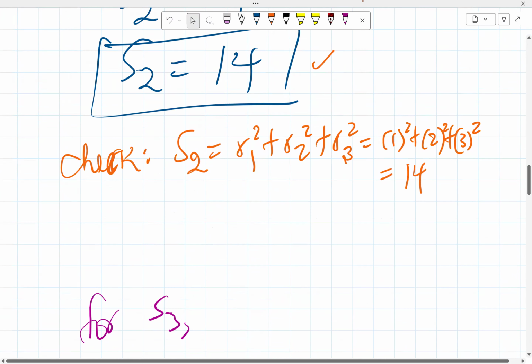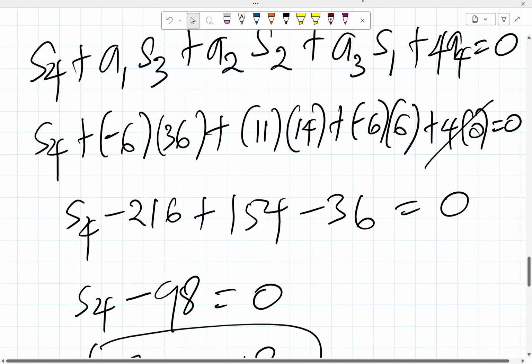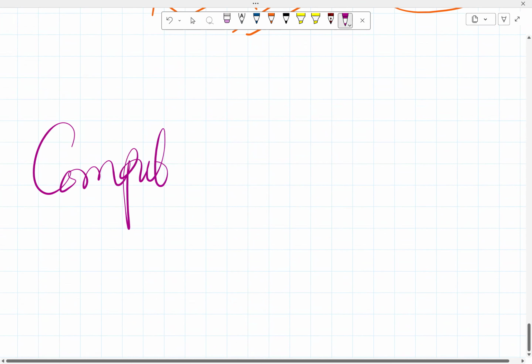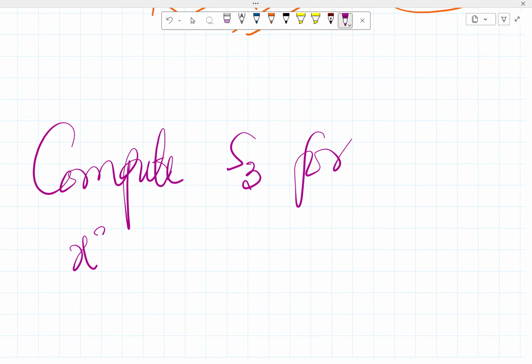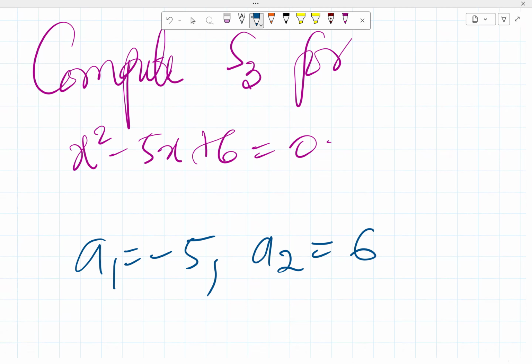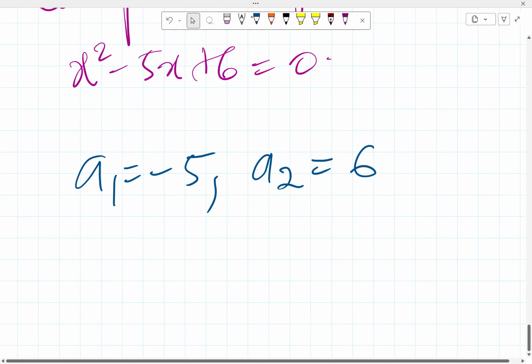So if you now want to do, maybe I can still do a very simple equation we'll be working with. Imagine, let's compute S3 for x squared minus 5x plus 6 equals 0. First of all, we know here that A1 is equal to minus 5 and A2 is equal to 6. If we are computing S3, we don't have A3. So let's start from the beginning.